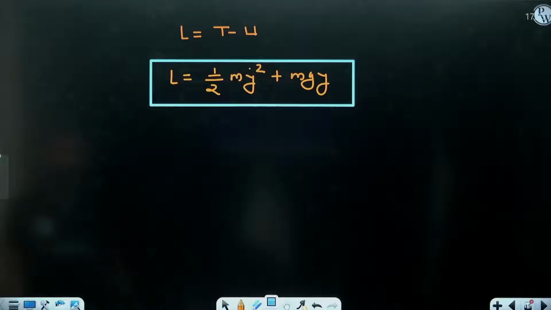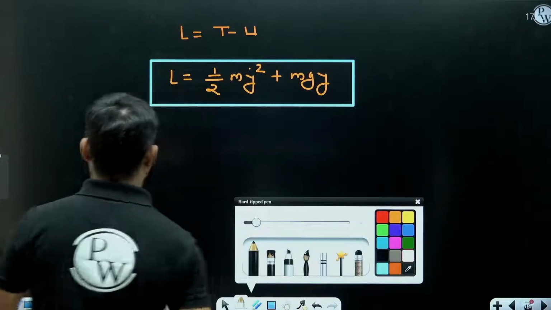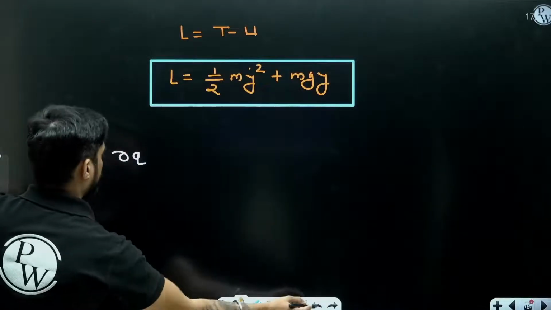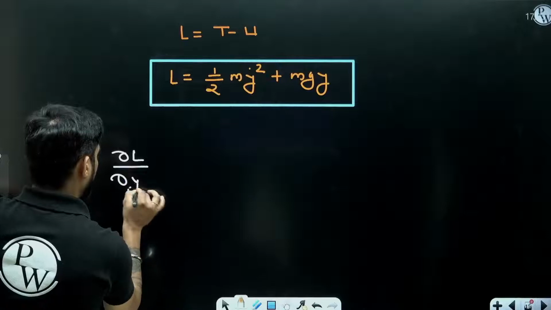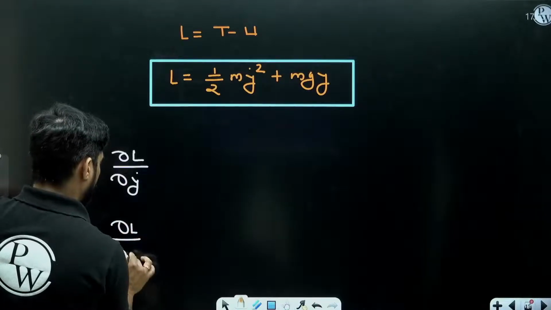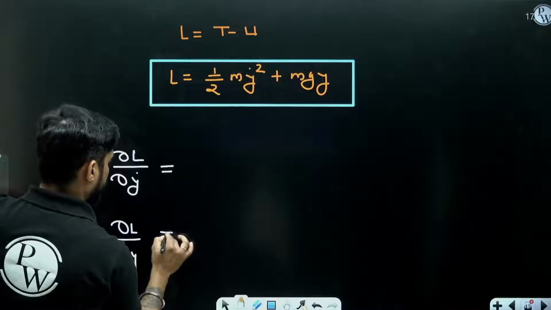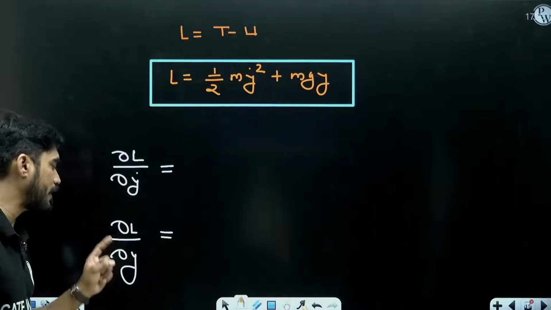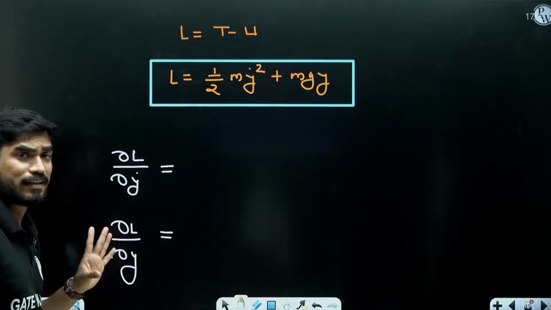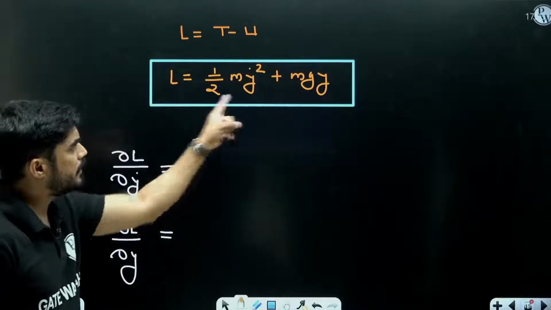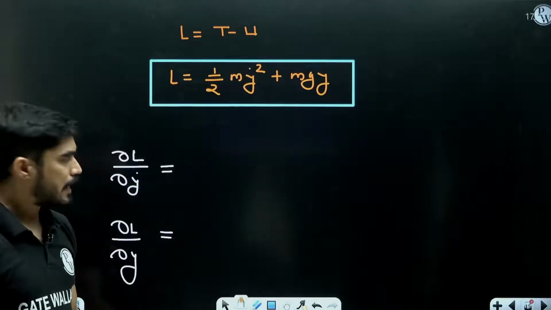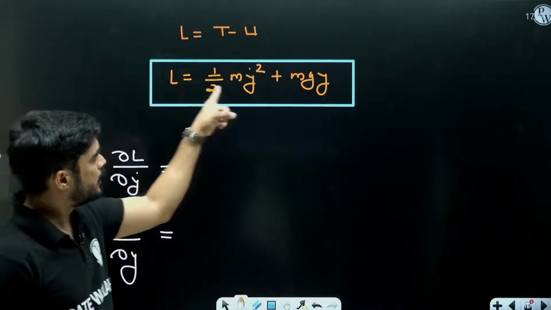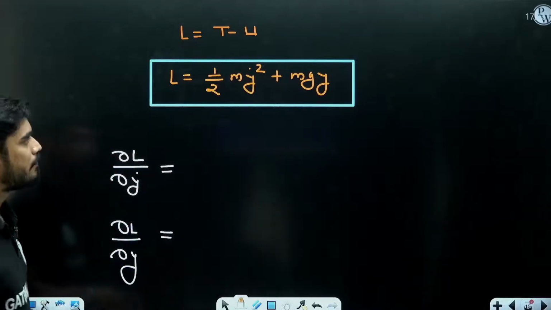So what we will do first is we will find del L by del y dot and del L by del y, so that it will be easier to write the equation of motion. Now this is partial differentiation. If you are differentiating this equation with respect to y dot, then apart from y dot, everything else will be constant. So if I differentiate this entire thing with respect to y dot, what will I get?